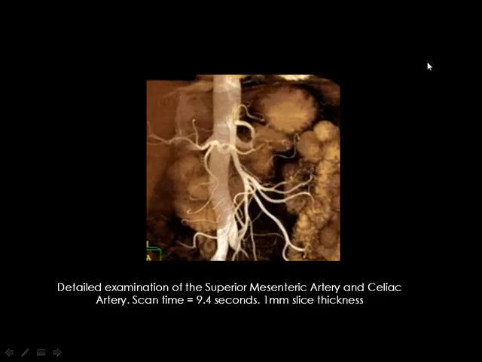Also, you can see the mesenteric circulation by injecting a few milliliters of contrast material intravenously, and you can see the superior mesenteric artery, the branches of the aorta. And this scan was done in 9 seconds using a 4-channel machine. And if you have a higher machine, like 16-channel or 32-channel, you can markedly reduce this time.